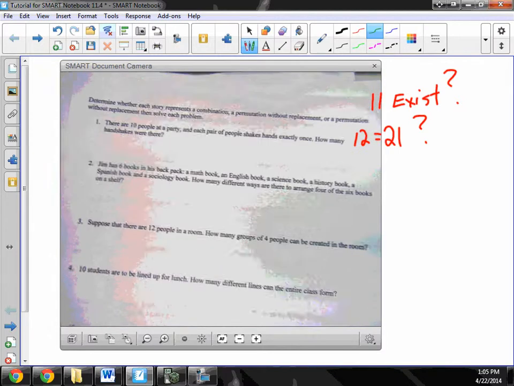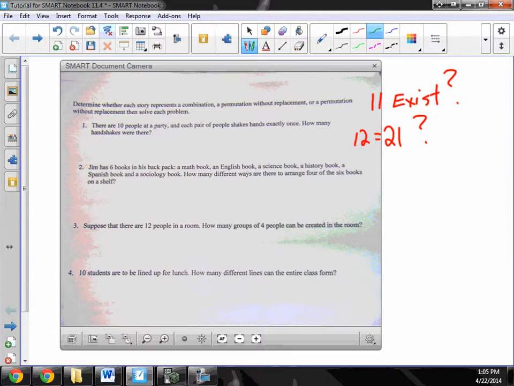Number 1. There are 10 people at a party. Each pair of people shake hands exactly once. How many handshakes were there? In this case, n equals 10 people. What is r? r is the number used in any event. How many people are being used at one time? 2. A handshake involves 2 people.